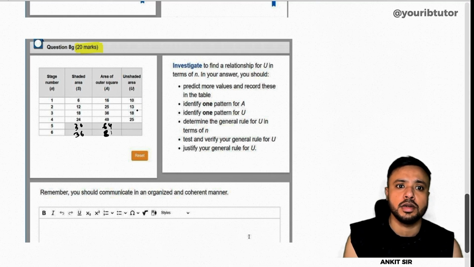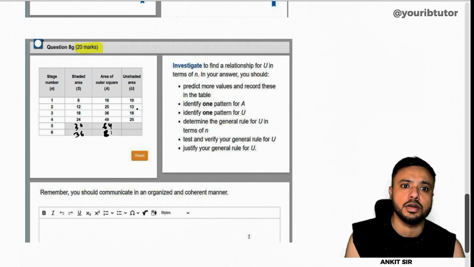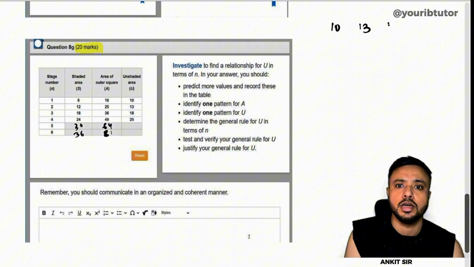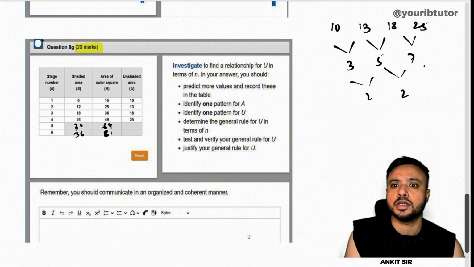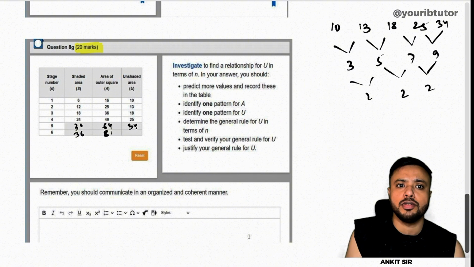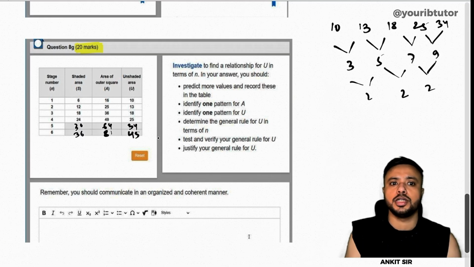And the unshaded area is 10, 13, 18. So basically we have the outer square and the shaded area. So the unshaded square's area is 10, 13, 18, 25. This is basically, I think, a quadratic sequence. So 10, 13, 18, 25, and the differences are 3, 5, 7. So the second common difference is the same. That means we will get here 9. And when you add 9 to 25, you will get 34. So the next value will be 34. And hence the next value you will get by adding 11. So when you add 11 to 34, you will get 45. So these are the predicted values.